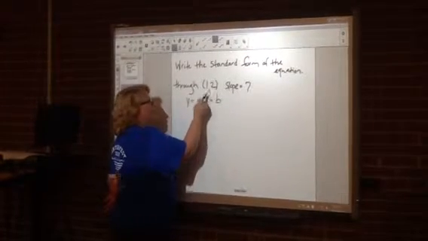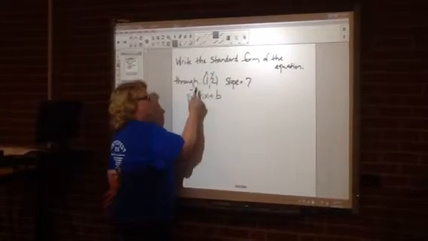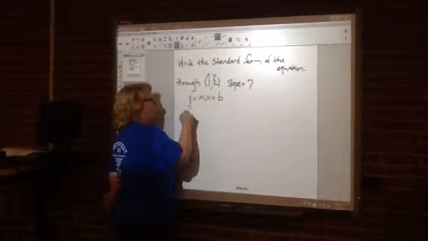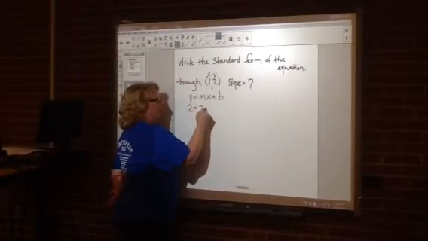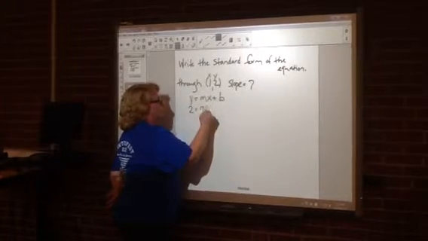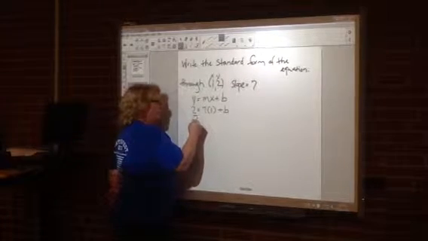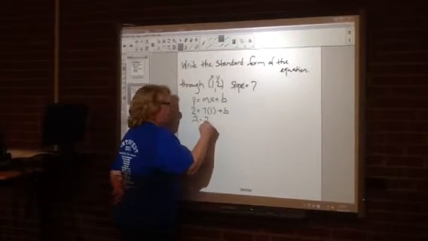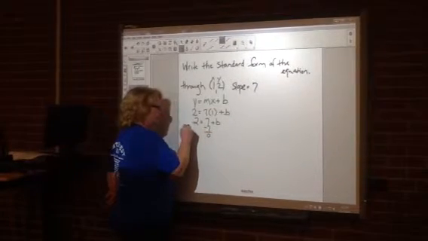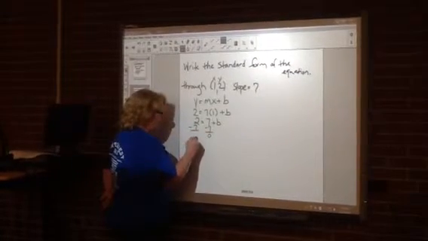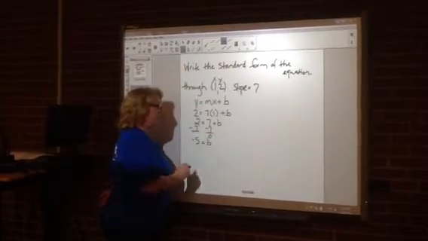Okay? So we are going to plug in, this is our x, this is our y. So we're going to plug in 2 where the y is, equals, use our slope, and multiply it times the 1, plus b. Now, 2 equals 7 times 1, which is 7, plus b. Subtract 7 from both sides, and you have negative 5 equals b. So we now have our y-intercept.